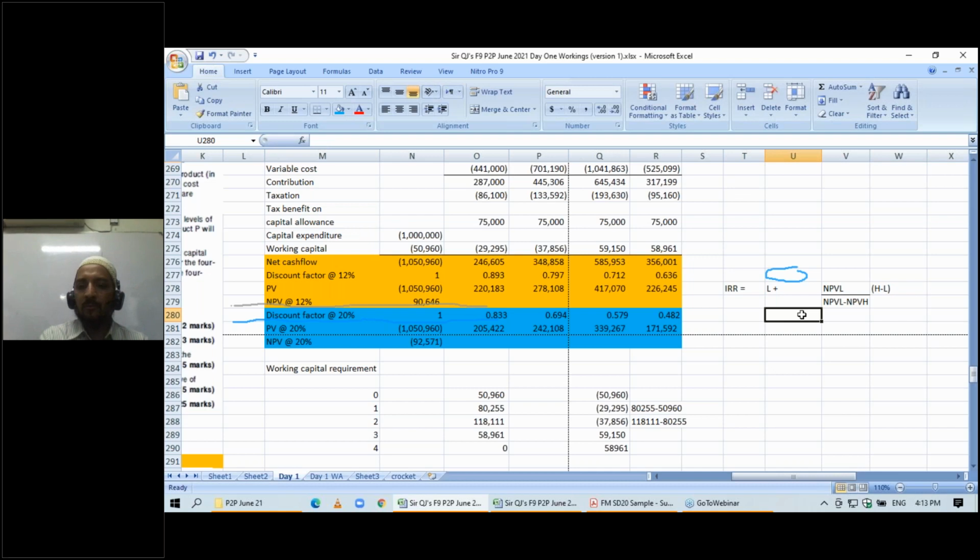Okay, if you put figures in this formula, the lower rate is 12% plus the NPV at lower rate was 90,646 divided by 90,646 minus into minus will become 92,571 because the NPV is negative. So it will become a plus, and then we'll multiply it by 20 minus 12. So this gives you an IRR which is approximately 16%. So IRR of this project is 16%.